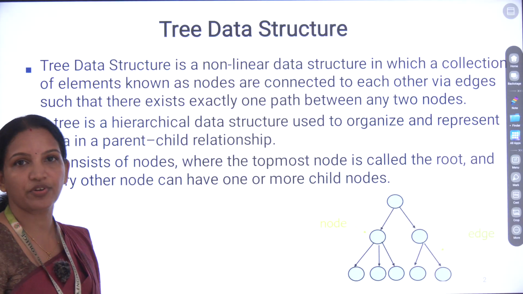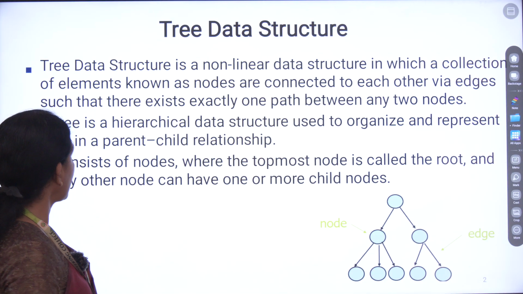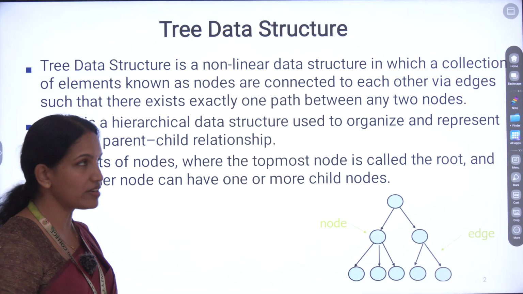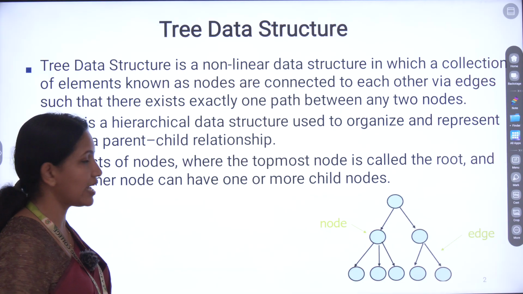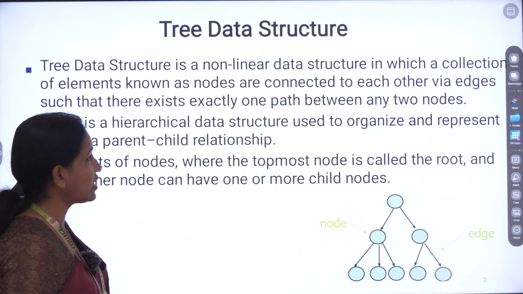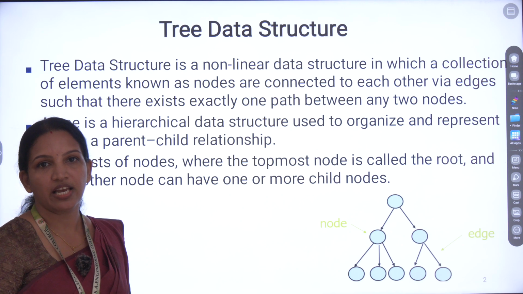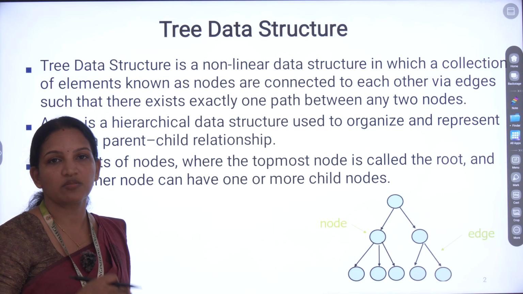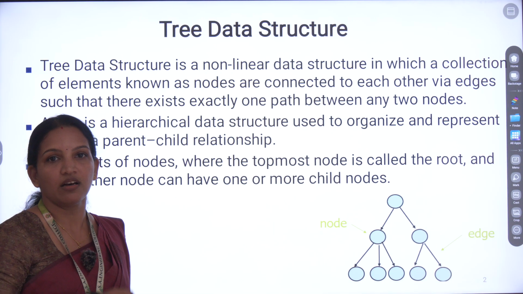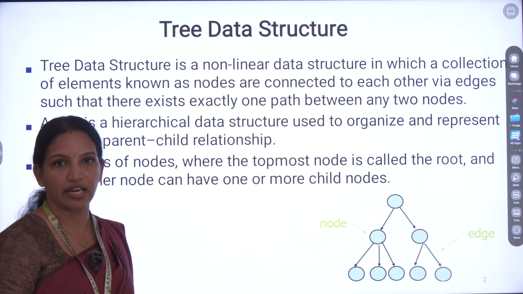So this is a definition of a tree data structure. It's a non-linear data structure in which a collection of elements known as nodes are interconnected to each other via edges such that there exists exactly one path between any two nodes. That means the data in a tree data structure are not stored linearly or sequentially. Instead, it has been stored across multiple levels, which forms a hierarchical structure, and it maintains a parent-child relationship.